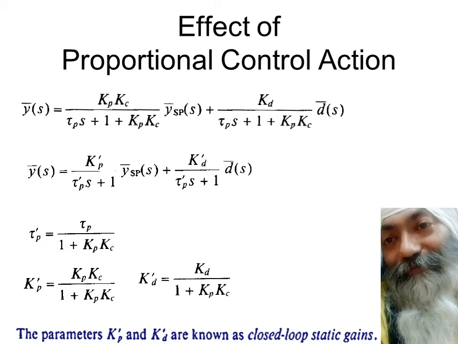Now, coming back to the fact that the presence of proportional control is going to make the system faster. This is what is given by this simple inequality that tau dash p, the controlled time constant, is lesser than the actual time constant, the original one without the proportional controller.